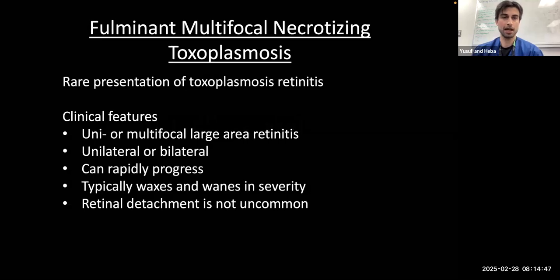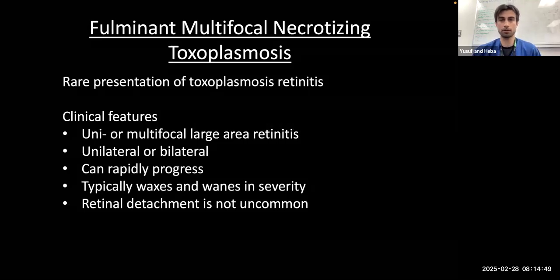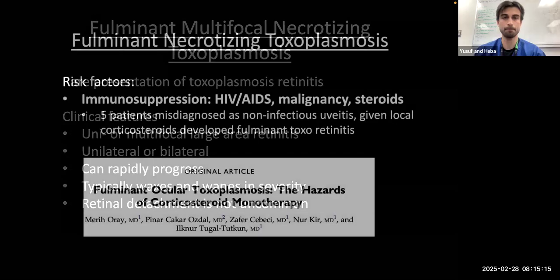So this patient had what we call fulminant multifocal necrotizing toxoplasmosis, and this is a rare presentation of toxoretinitis. Clinical features include uni or multifocal large areas of retinitis. It can be in one eye or both eyes, oftentimes rapidly progresses, but also waxes and wanes in severity, as Dr. Tristakis mentioned, as far as the natural history and progression of toxo. Retinal detachments are not uncommon, although our patient did not detach in this case.